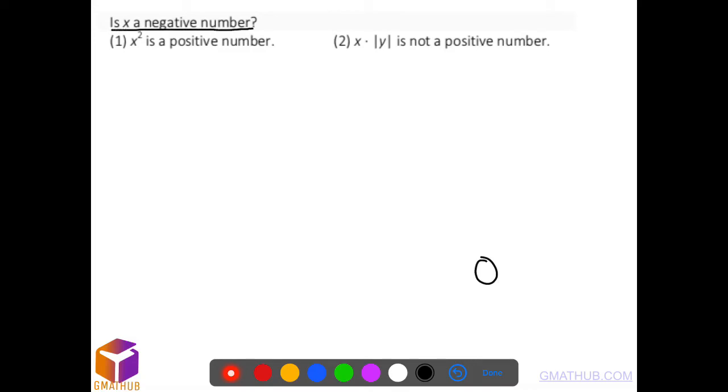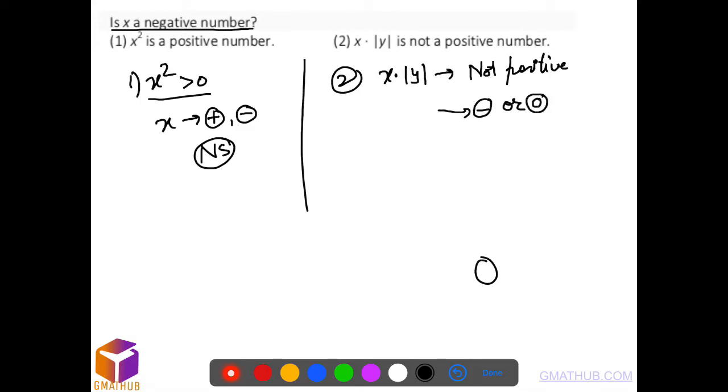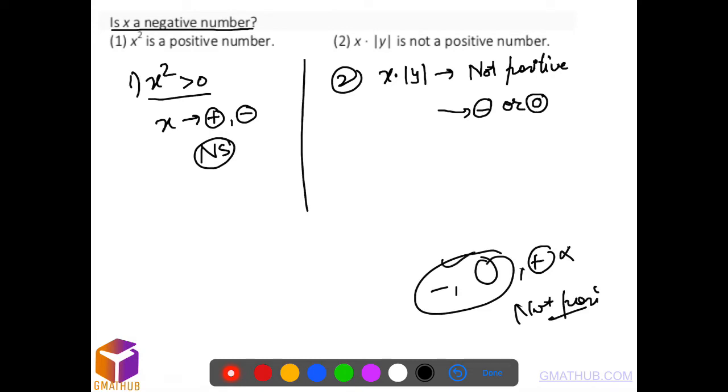Is x negative? First, x square is positive. So here x could be positive, negative both. Not sufficient. Second, x into mod of y is not positive. Not positive means it could take negative value or 0 value. Okay, a number is negative, 0 or positive. So not positive means it can't be this, it can be any one of the remaining two.